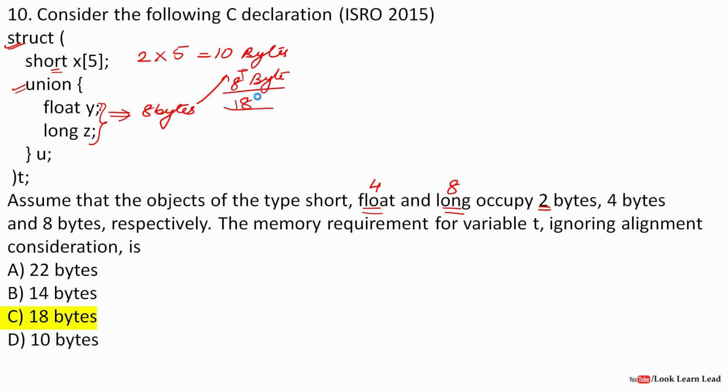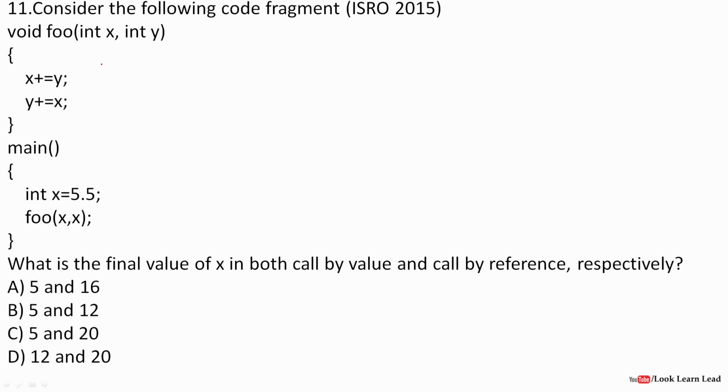Okay, let's move on to the next question. Consider the following code fragment. Okay, this is a code fragment. We have to calculate the final value of x, both in the case of call by value and call by reference. So let's see the first one, that is call by value.